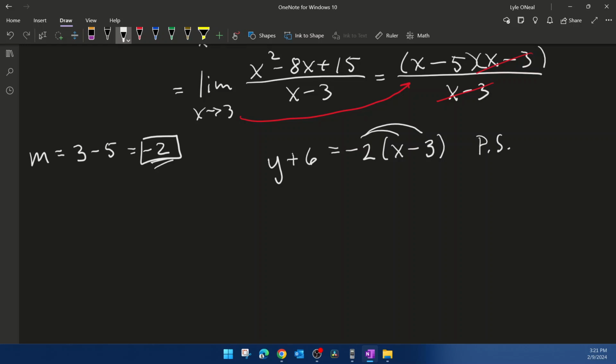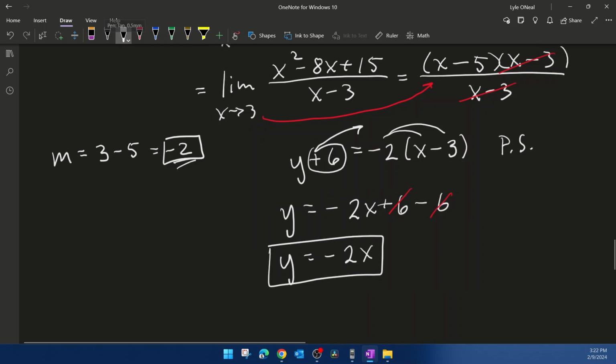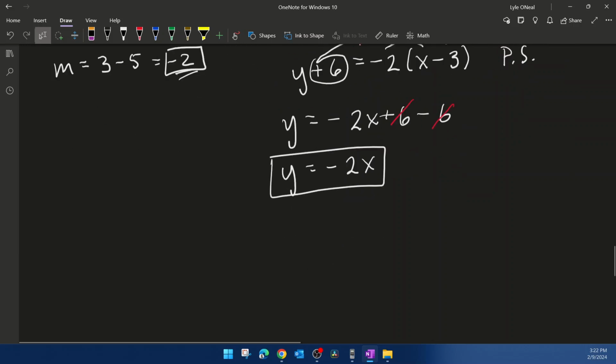form. So we're going to need to distribute and bring the 6 over, giving us negative 2x plus 6 minus 6. Oh, look at that. The 6's are gone. And our equation of the tangent is super simple. y equals negative 2x. And I could go to Desmos again to verify that, but I'm getting lazy now. I'm going to skip that.